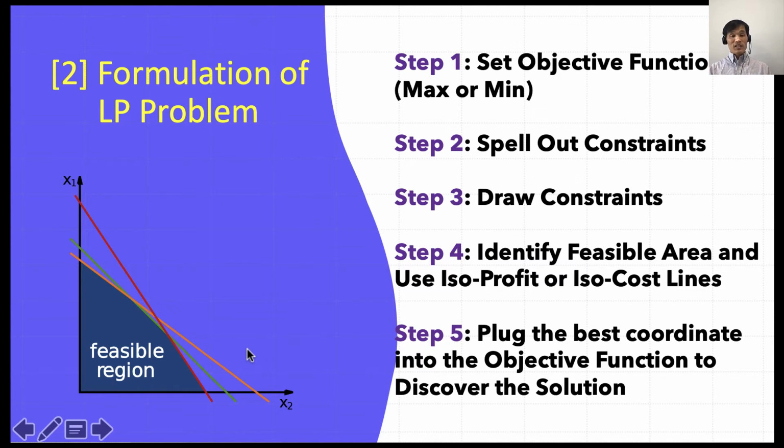Step 5 is that now, when you have this feasible region, you can use iso-profit or iso-cost lines to determine where the best solution is. Or another method to use is corner point solution, where you find the corners in this feasible region and plug them into your objective function. Then you will find which one is the best. So these are the 5 steps to follow when formulating linear program problem.